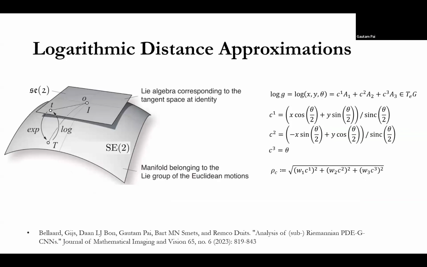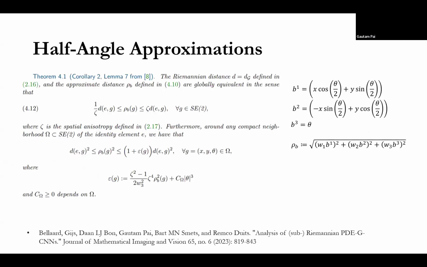And so this is basically how it works out. You can work out what the logarithmic coordinates look like. You have your left invariant basis A1, A2, A3. You can locally get coordinates C1, C2, and C3. And rho C is basically its local distance approximation from the identity element, of course for some metric parameters W1, W2, and W3.